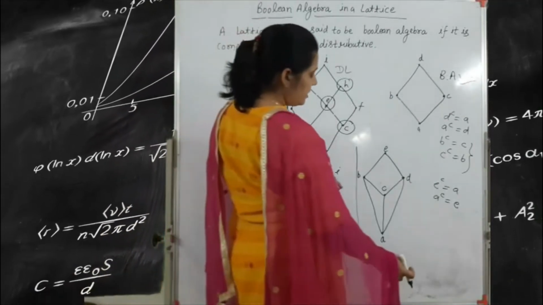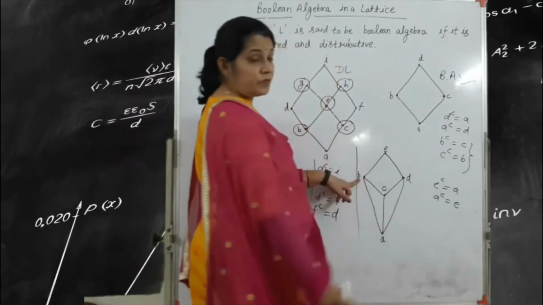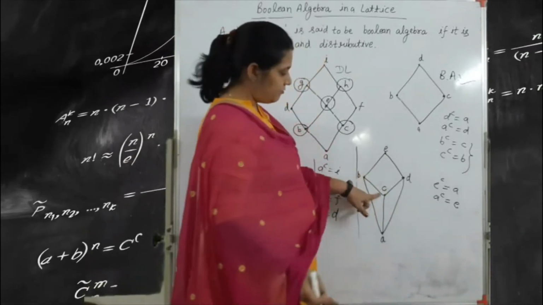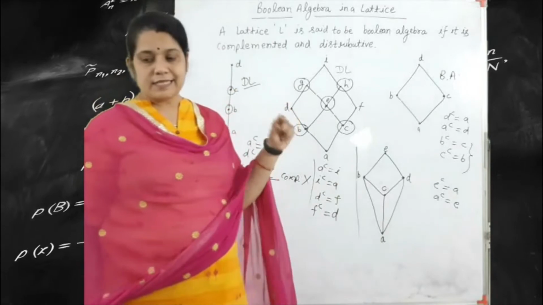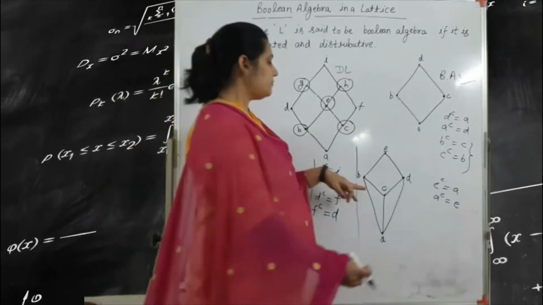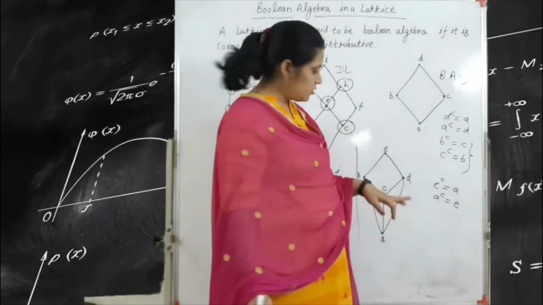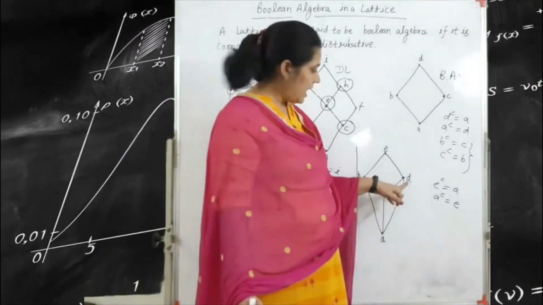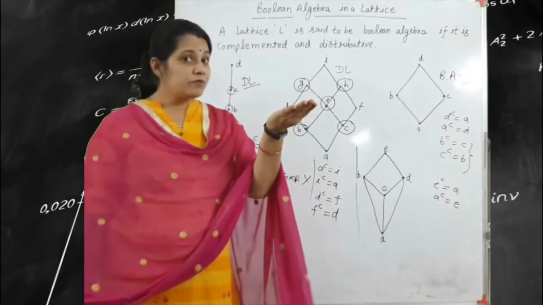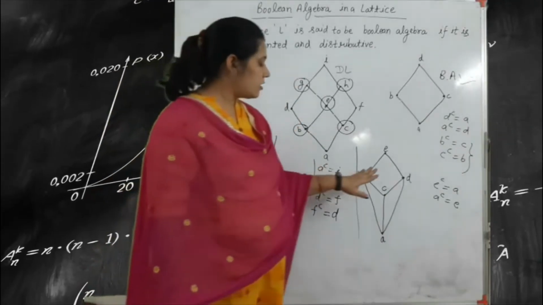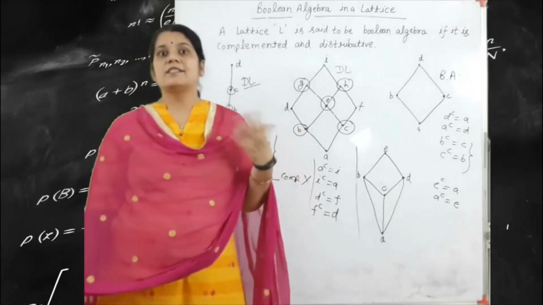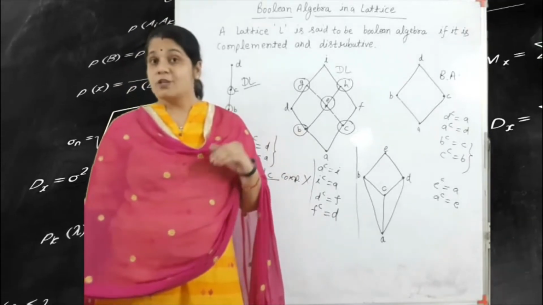Okay, next one, if we consider B and C. So first join is B and first meet is C. So again, this is not the top of the system and this is not the bottom of the system. If we consider C and D, first join is D and the first meet is C. So again, this is not the top of the system and not the bottom of the system. So according to this diagram, we can say that this is what? This is a distributive lattice or this is a complemented lattice.